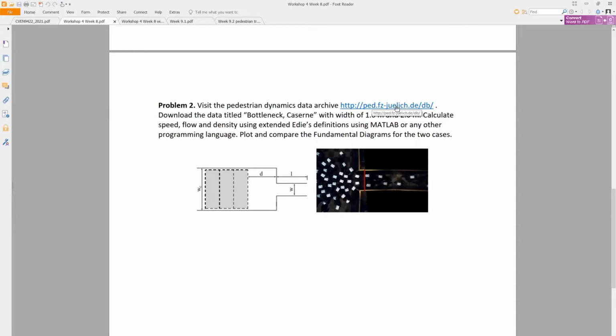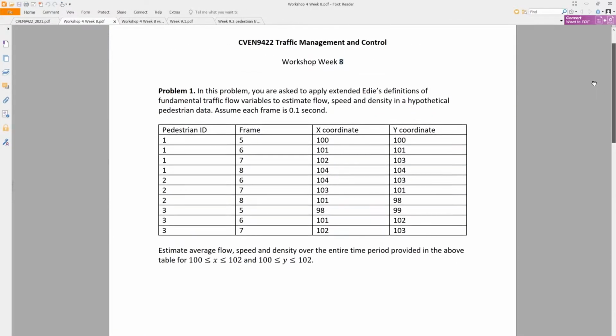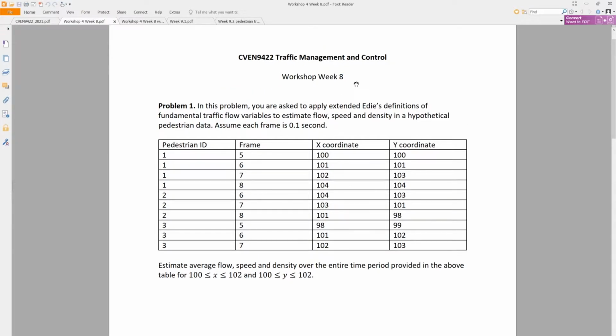We're going to look into more real data and a lot more information, but it's based on the same idea. So we'll use Edie's extended definitions for flow and density. This I will show you in Matlab. The first problem is simple, so I'll just show it in Excel. Hopefully you guys can follow easily.